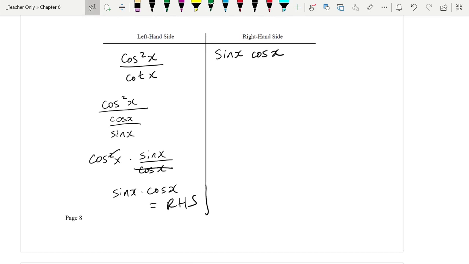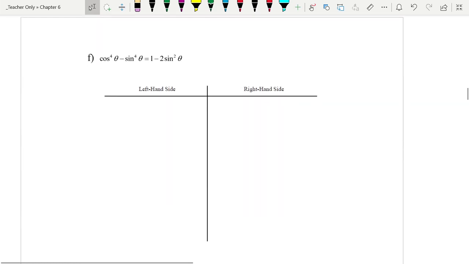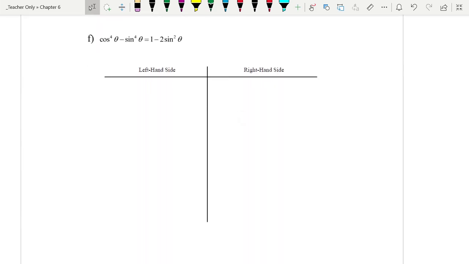Okay, next one. What are we going to do with that? Well, the one on the left has powers of 4 in it. The right-hand side, it has a squared. I think I'm going to leave that side alone, and I'm going to work with this side. So the cosine to the power of 4 of theta minus the sine to the power of 4 of theta. What can you do with that? I'm going to work with the left-hand side, and here's what I'm thinking.